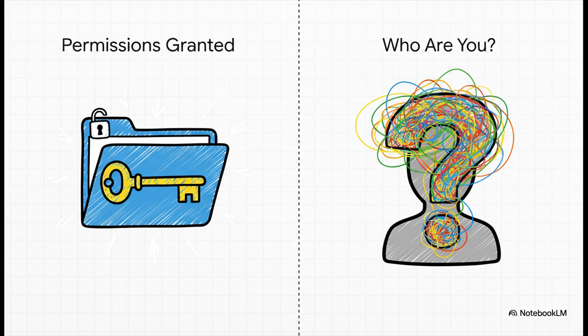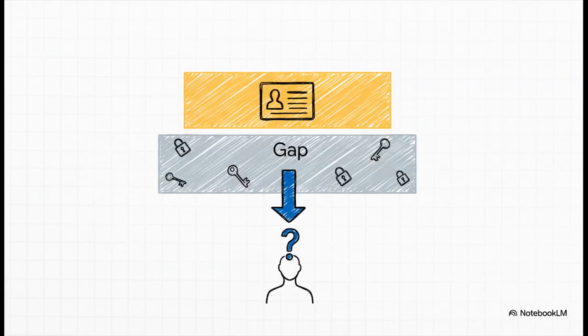Here's the crucial point. OAuth 2.0 is amazing at granting permissions, but it was never actually designed to figure out who the user is. It handles the what you can do part perfectly, but it leaves this big, glaring gap on the who you are side of things. And that is where OpenID Connect, or OIDC, swoops in to save the day. It's basically a thin layer that was built directly on top of OAuth 2.0, specifically to fill that identity gap.